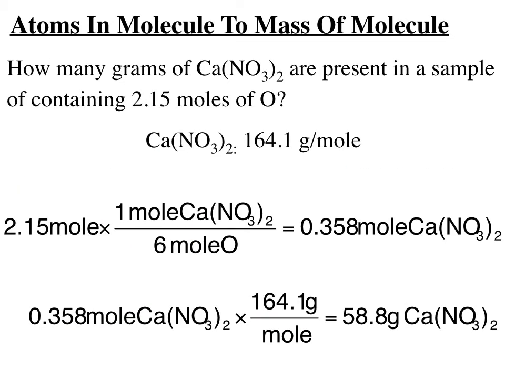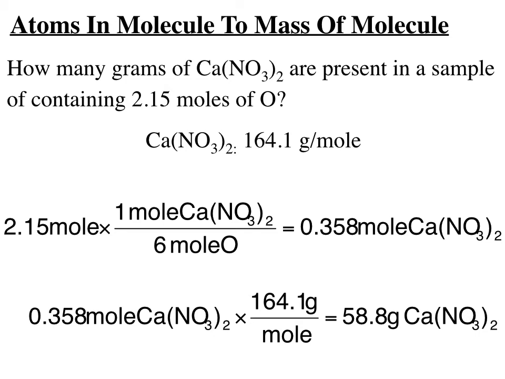Actually, this is a problem going in the reverse order. Suppose I know that a sample of calcium nitrate contains 2.15 moles of oxygen. I want to know then how many grams must this sample of calcium nitrate weigh if it contains a total of oxygen of 2.15 moles. So let me talk about the strategy first.